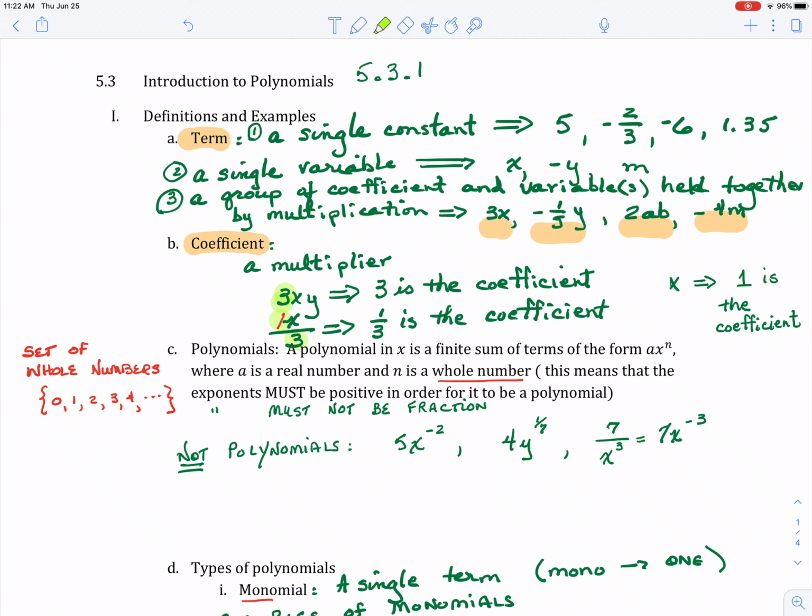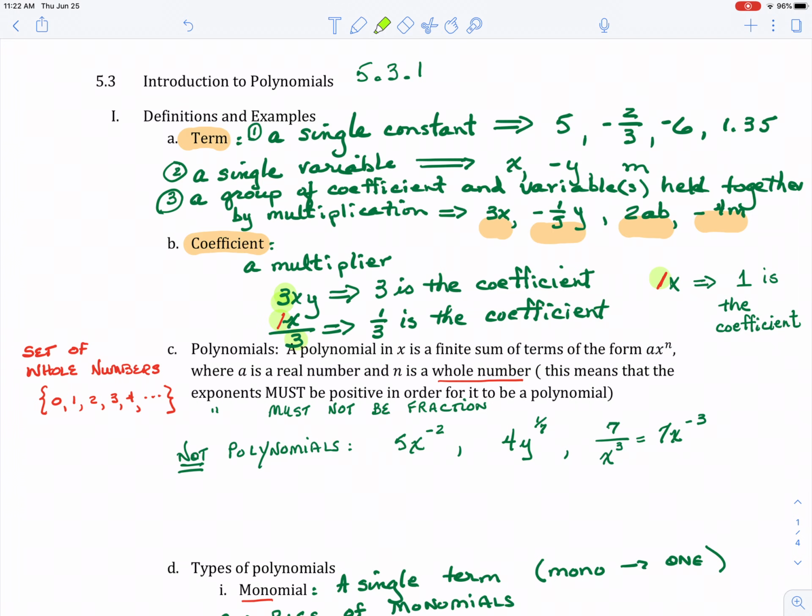And then the final one out here to the right, I sort of squeezed it in on the side. If we have the term x, we need to remember that there's a multiplier of 1 sitting in front of that x, and therefore the coefficient of that single x term is 1.